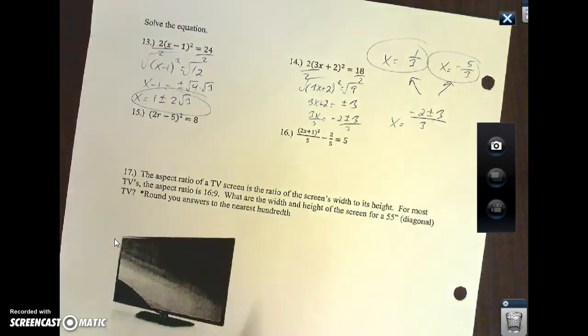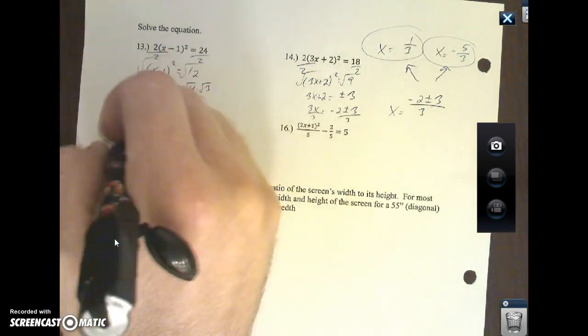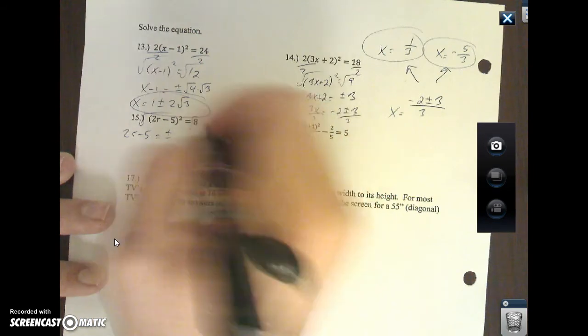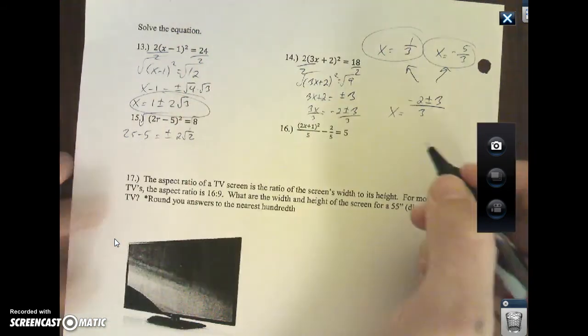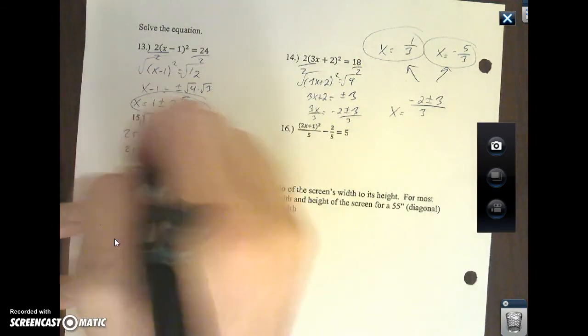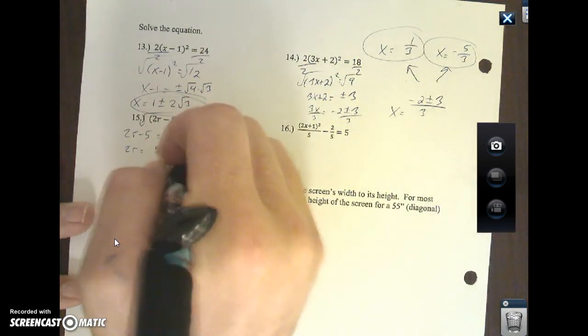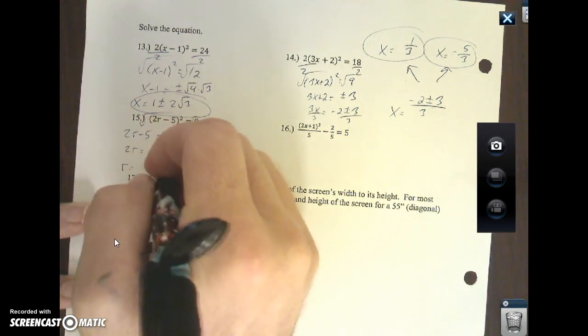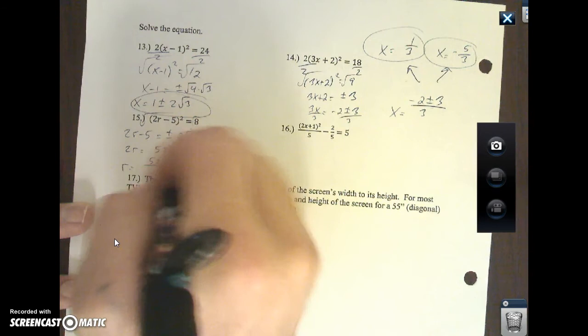Alright. 15. Square root, square root. Hopefully you guys don't mind that I break this down to 2 root 2. It's just root 8 is a pretty easy one. Add 5 over. Divide by 2. 5 plus or minus 2 root 2 divided by 2.